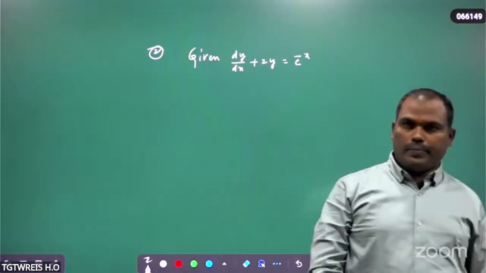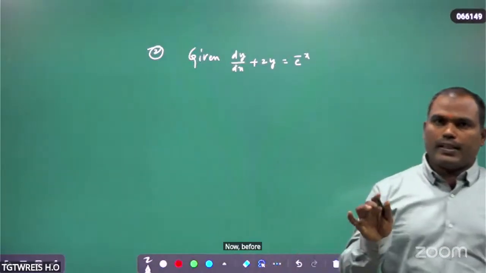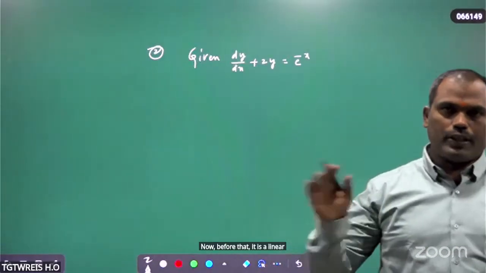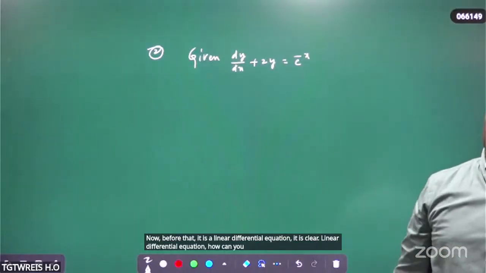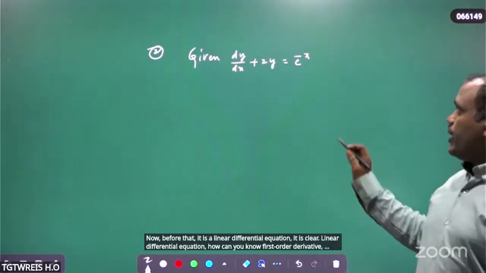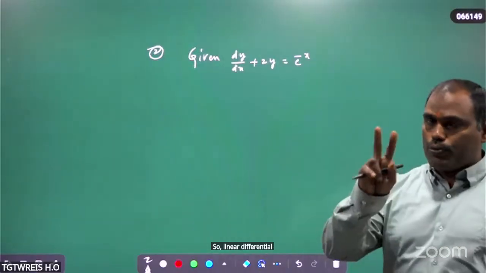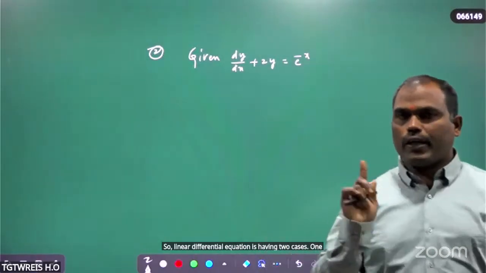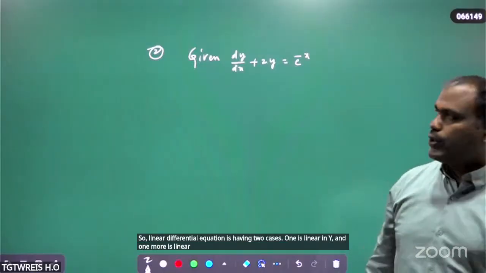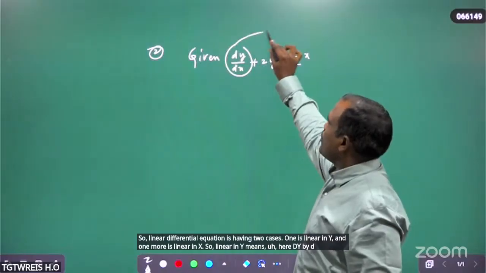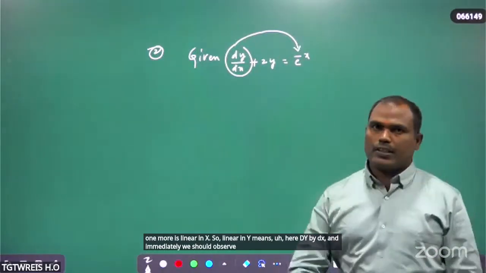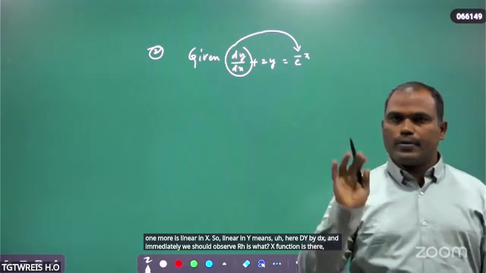Listen, Anna, carefully. Before that, it is a linear differential equation. It is clear. How can you know it is a linear differential equation? First order derivative. Okay. So, a linear differential equation has two cases: one is linear in y and one more is linear in x. Linear in y means here dy by dx, and immediately we should observe the RHS: an x function is there. Yes, it is linear in y.